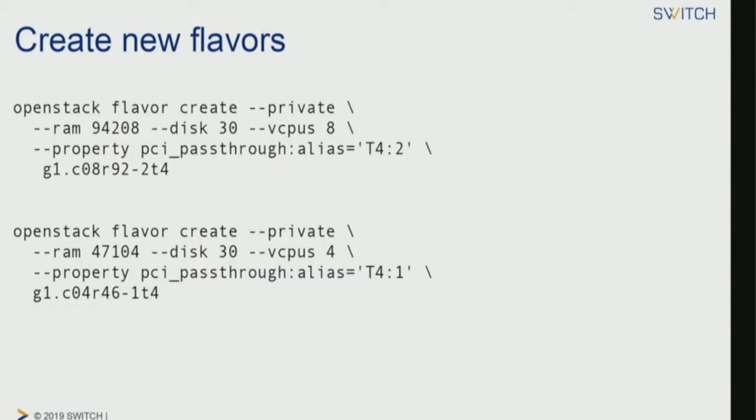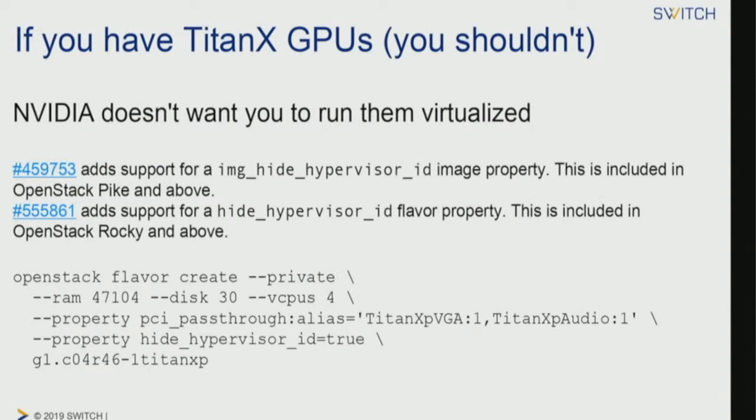You also tell the flavor how many of these GPUs they should use, so 1 GPU or 2 GPUs or 4 or 8, whatever you have in your hardware. And if you have TitanX GPUs, which you shouldn't, because NVIDIA doesn't want you to have cheap hardware, they want you to use the real one, you need to be careful. NVIDIA also doesn't want you to run virtualized loads on these GPUs, because they're for gamers, they're not for scientists. So you need to fake the virtualization layer so that it will not snitch that it's running on KVM or on a virtualizer.